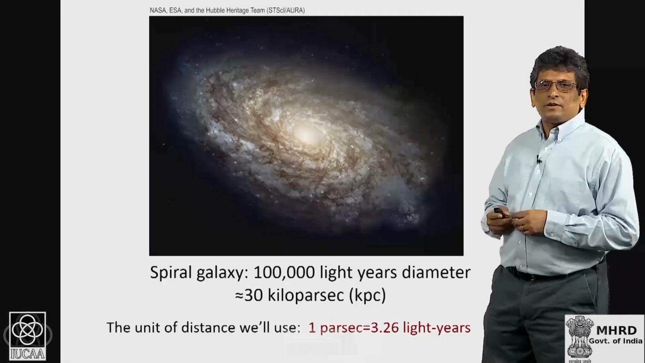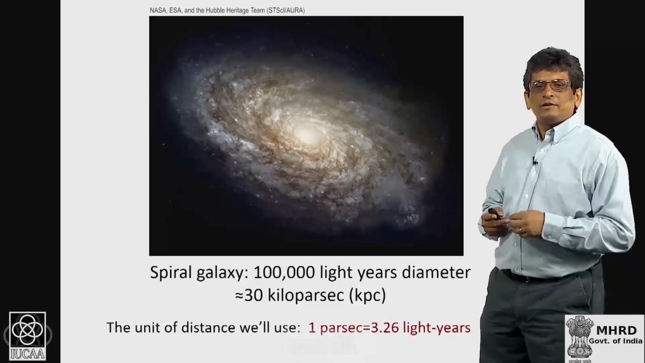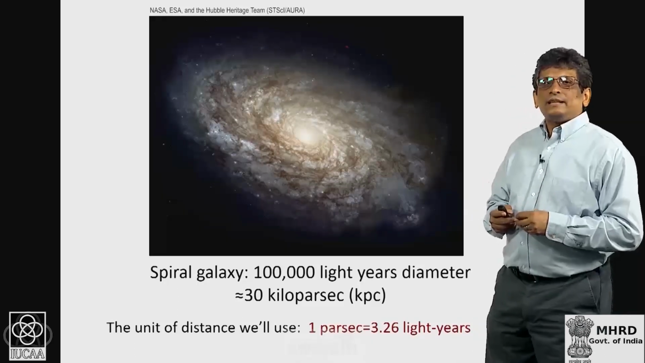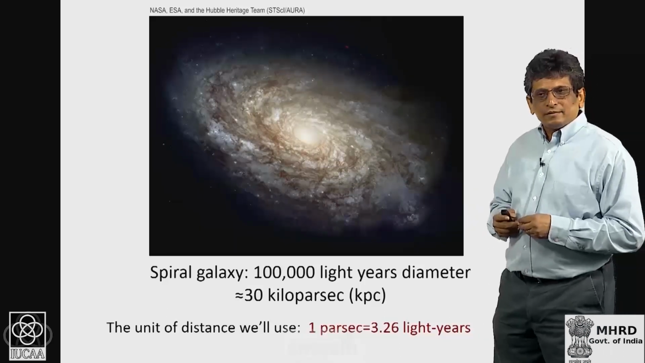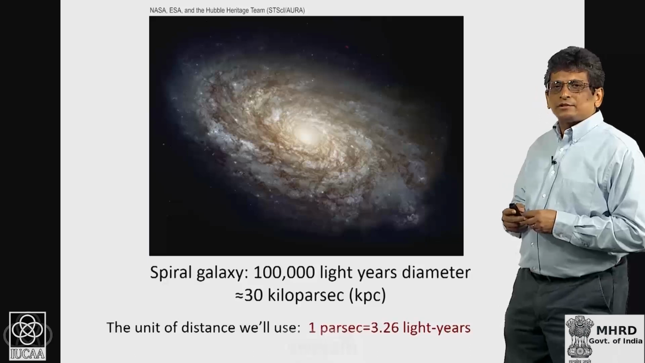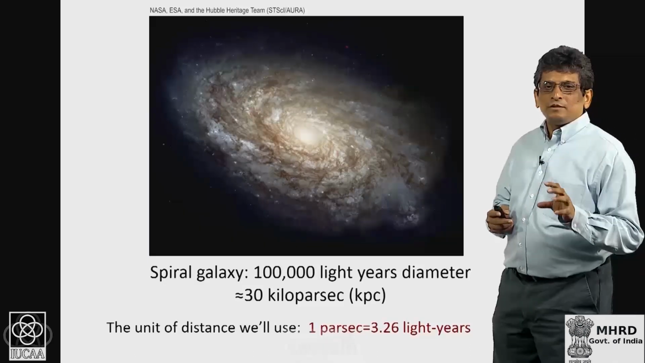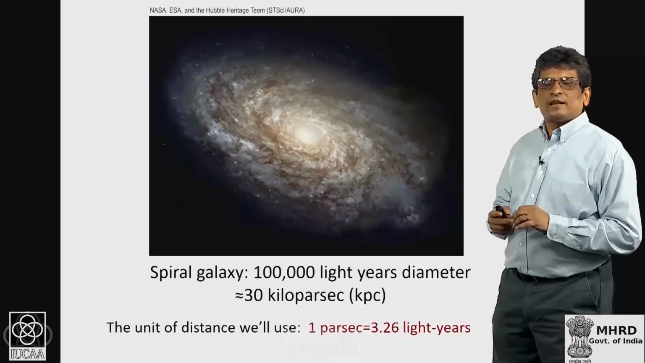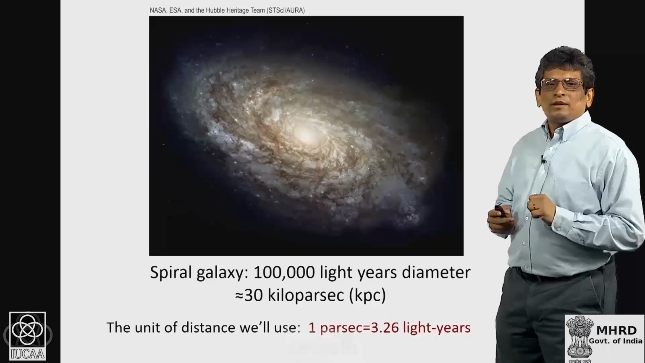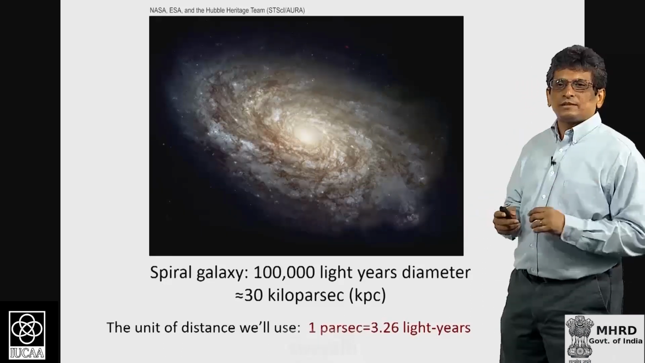Most galaxies in the universe look like this, about 3/4 of all galaxies, including our own galaxy, as we shall see. These galaxies are about 100,000 light years in diameter. In astrophysics, we use a slightly different unit. We use the unit parsec, which is 3.26 light years. So this galaxy would be roughly 30 kiloparsecs, 30,000 parsecs across.